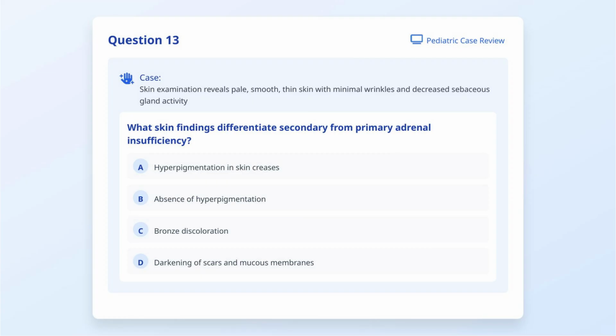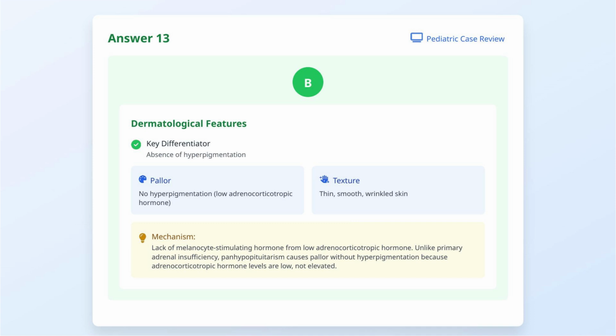Case scenario: skin examination reveals pale, smooth, thin skin with minimal wrinkles and decreased sebaceous gland activity. Question: what skin findings differentiate secondary from primary adrenal insufficiency? Option A: hyperpigmentation and skin creases. Option B: absence of hyperpigmentation. Option C: bronze discoloration. Option D: darkening of scars and mucous membranes. The correct answer is B.